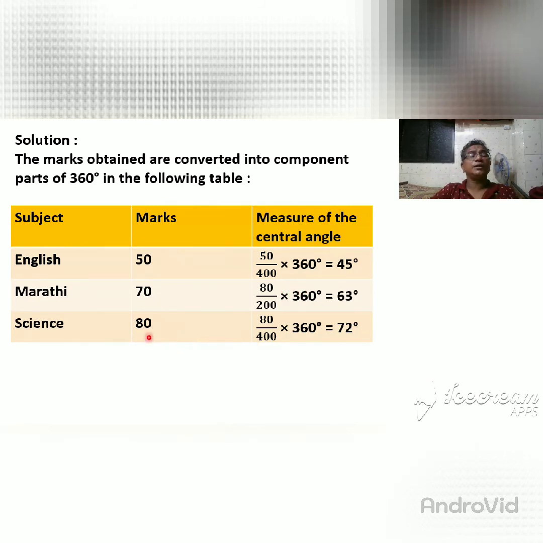Then here is Science 80. So 80 upon 400 out of 400. So 80 upon 400 into 360. This 0 cancels. Here it is wrong. This 0 cancels. See, this is totally wrong here.